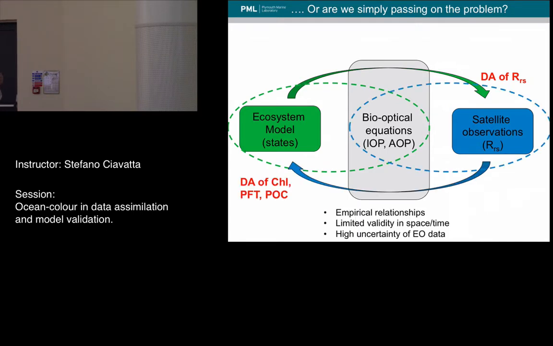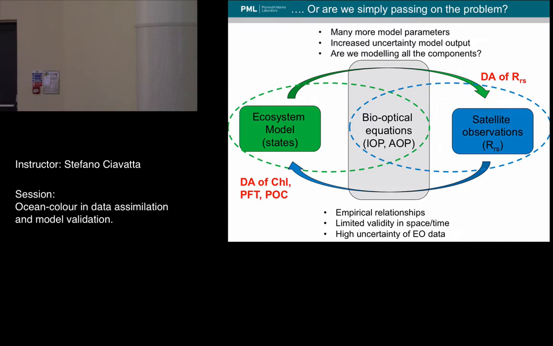While the traditional approach is, we have a satellite model that produces remote sensing reflectance, and I attach bio-optical equations, empirical, to these to produce data of chlorophyll, PFTs, and POC. So, empirical relationships: these are the critiques of these authors. They have limited validity in space and time, because this empirical formulation can hold here but not there, I'm assuming. And there is high uncertainty. Errors for the PFT or for the POC can be 200%, they say.